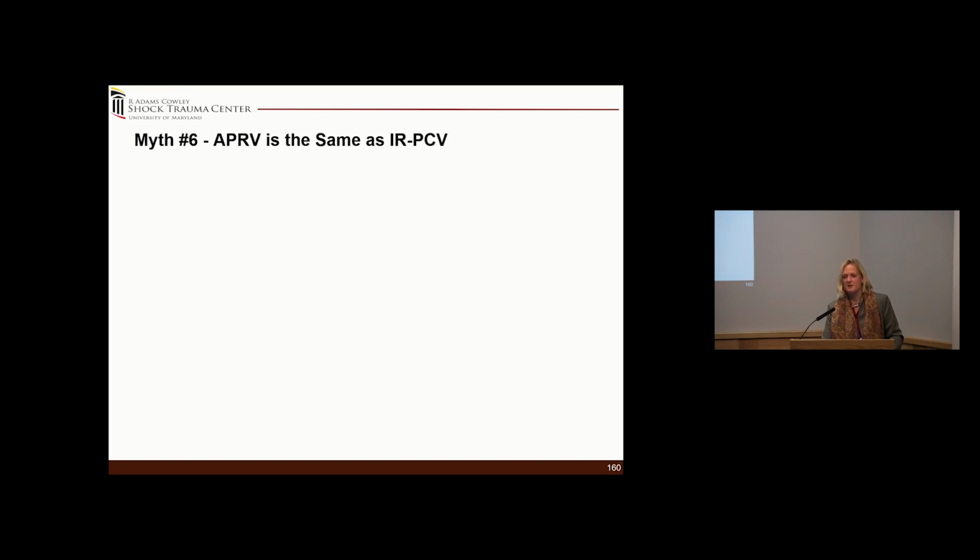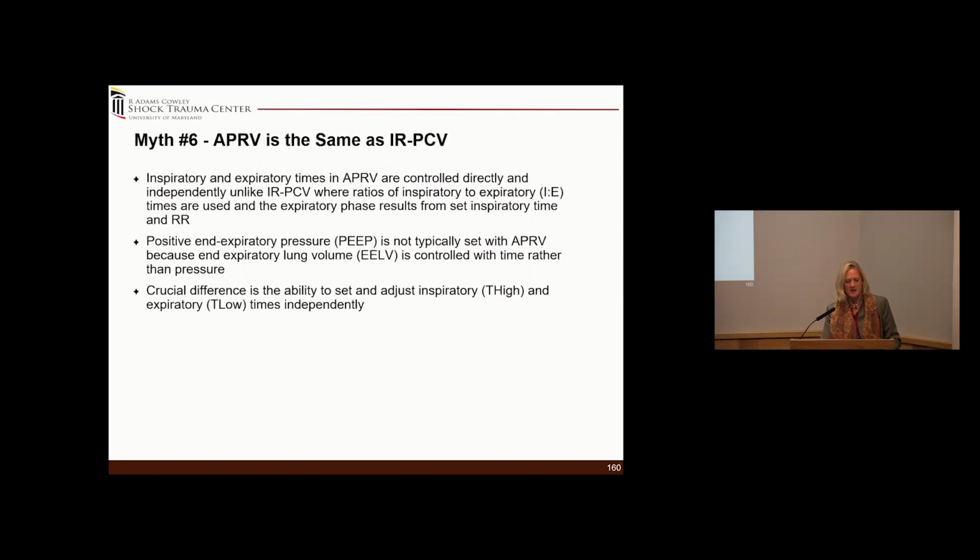APRV is the same as inverse ratio pressure control. This is very frequently stated, that it's exactly the same. There's really no difference. It's extreme I to E ratios, and the inspiratory and the expiratory times are controlled directly and independently in APRV, unlike in inverse ratio pressure control. You have a rate knob and you have an inspiratory knob. You do not have an expiratory knob in pressure control.